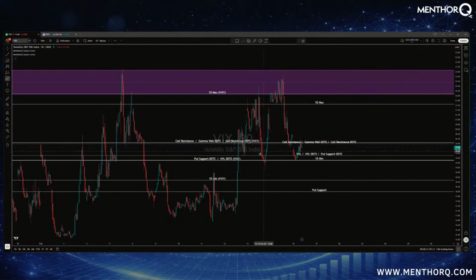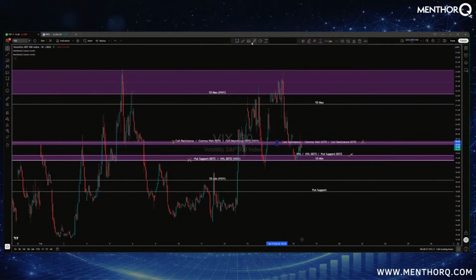It works very well. And we have the box from put support 0 DTE with the VIXI and the high wall and put support 0 DTE from the VIX. We have it here. Voila. And we have some A plus box here from call resistance from the VIXI with the call resistance from the VIX here. And this area here is 100% our do-it-or-make-it decision area today.